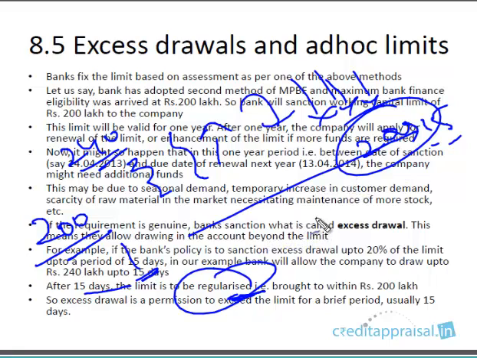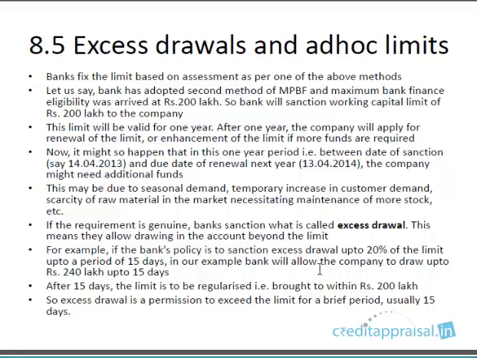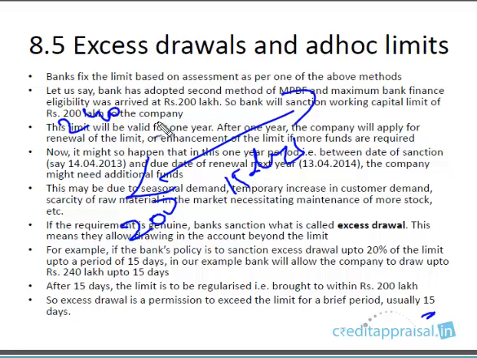Now there might be situations where the limit allowed for 15 days is too small a period. Maybe this cycle will not be completed in 15 days. Say the company wanted 240 lakhs and you allowed it, but to bring it down from 240, maybe it will take a lot of time. That is one reason, or the company itself might require this extended limit for a larger period than 15 days, say 1 month or 2 months.